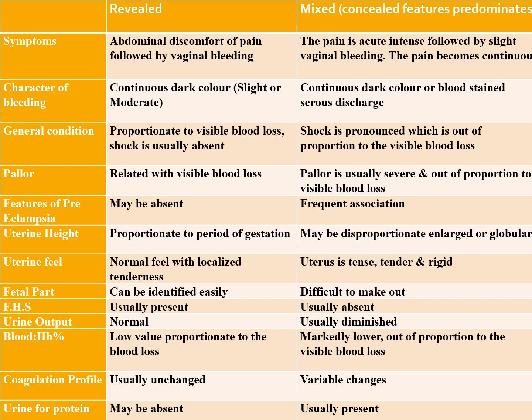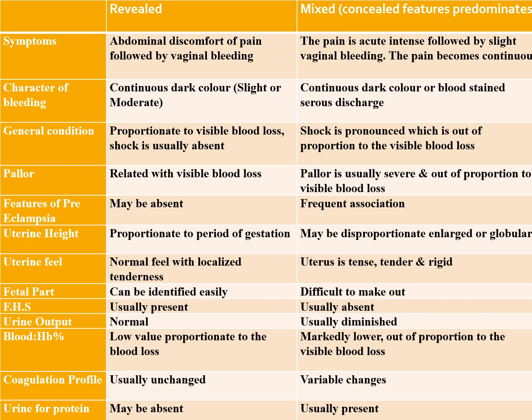If you see the hemoglobin percentage in revealed type, it is proportionate to the amount of blood loss. Okay, and in mixed type, it is lower and not proportionate to the visible blood loss, which is again for the same reason, because the blood loss which is seen outside is only a portion of the total amount of blood loss happening because of placental separation.